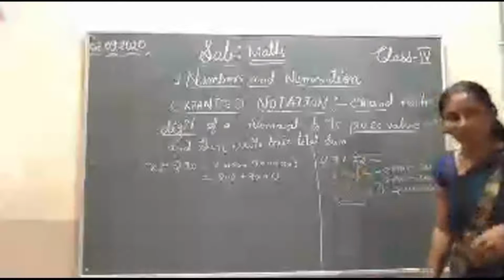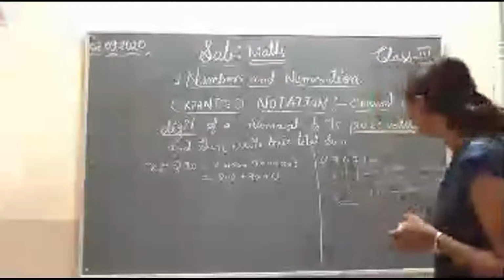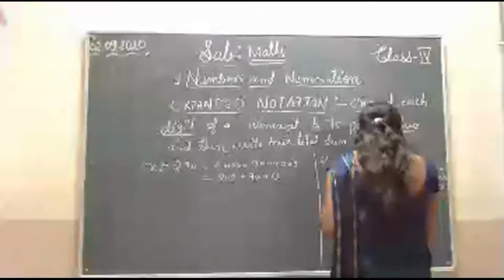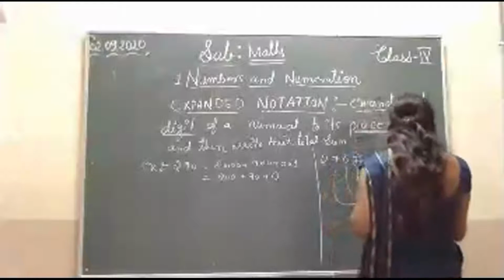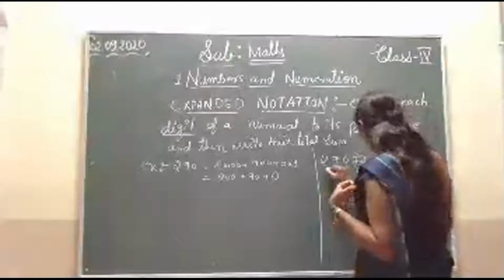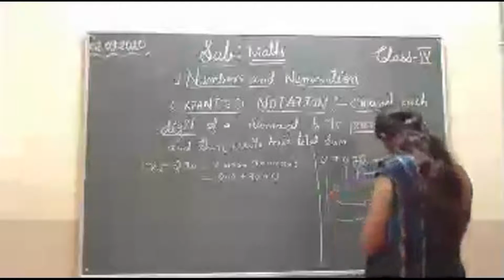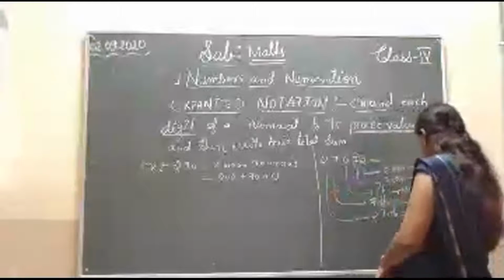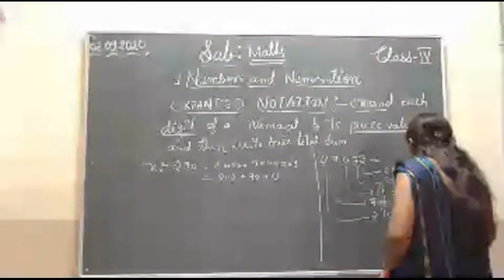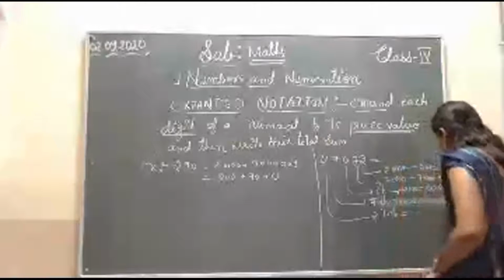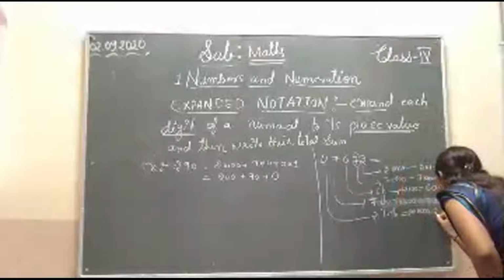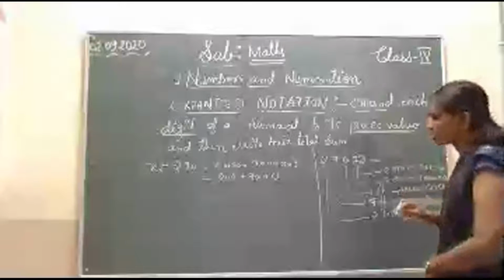Next, students, observe the 7. After 100 comes 1000. So 7 into 1000 is 7000, because you know that the 7 is in the 1000 place value. Next, 2 is in the 10,000 place. So 2 into 10,000 is 20,000. So we will write it down.